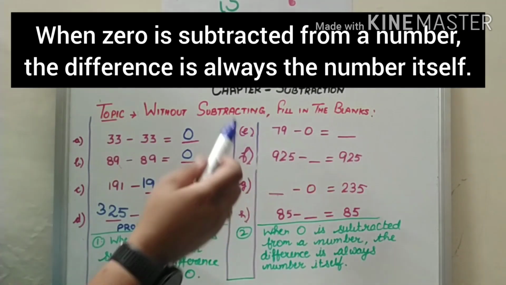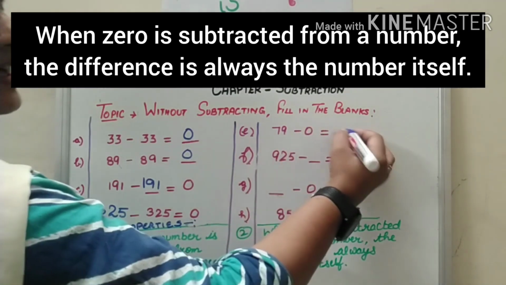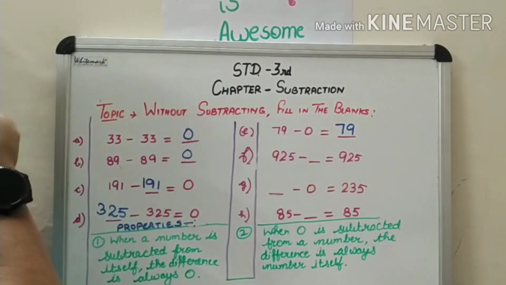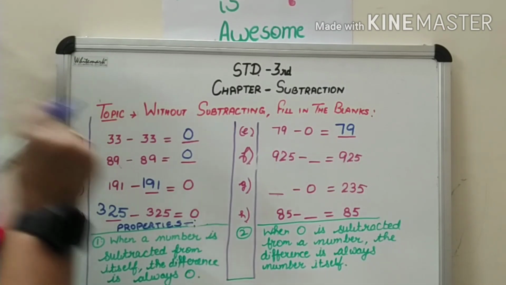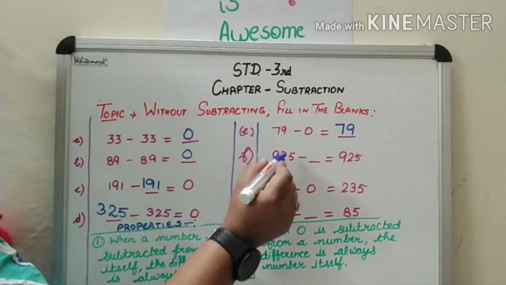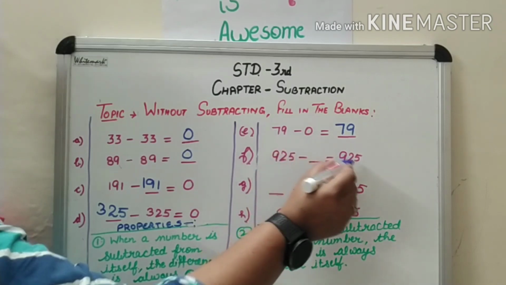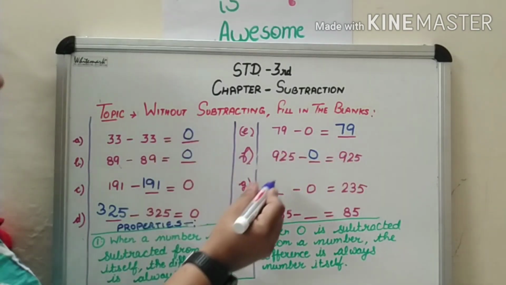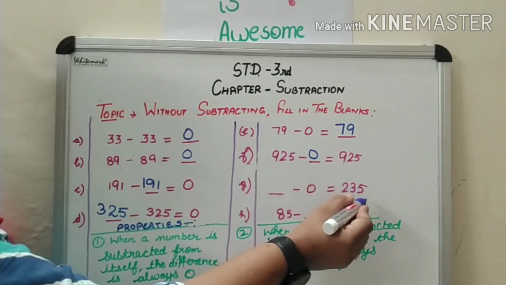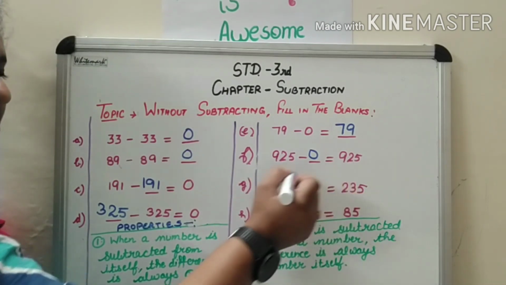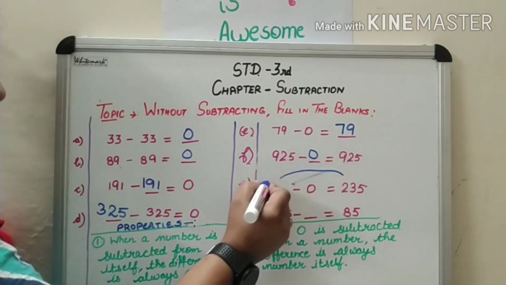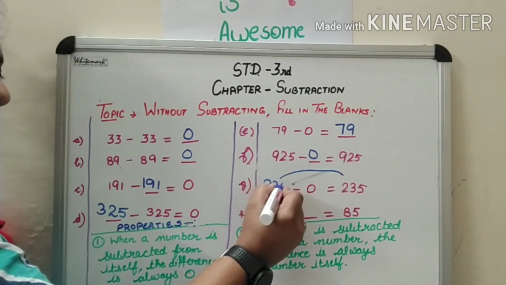79 minus 0. No need to check the subtraction. Simple. It will be 79. Now we change the place of the blank. No problem. 925 minus what, that we will get the same number? Of course 0. What do we have to subtract from 0 to get 235? Of course the same number. The same number will come here in this blank, 235.